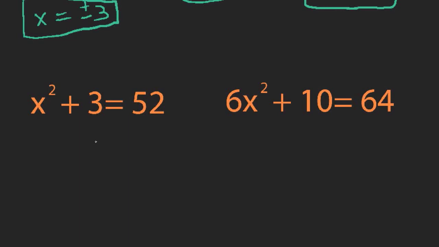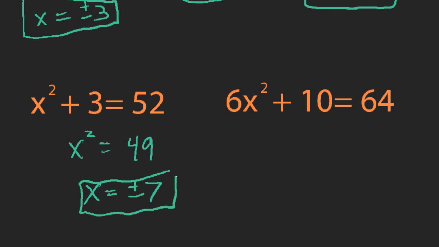X squared plus 3 is 52. I'm going to subtract 3 from both sides. So that's just the basic rule of algebra. It's like we did in the last video. Do it to both sides and it doesn't change the truth of the equation. So now we have x squared equals 49. And from here it's not so hard. We get plus or minus 7 when you take the square root of both sides.